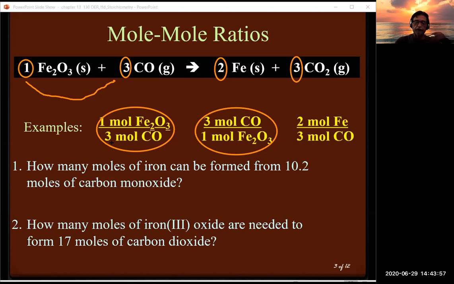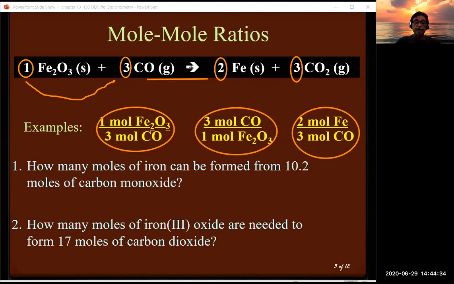And then if we look at the other relationship, between carbon monoxide and iron, which is between here and here, we can set that up as so: 2 irons per 3 carbon monoxides, or invert that, 3 carbon monoxides to 2 irons. And so you have the relationship.